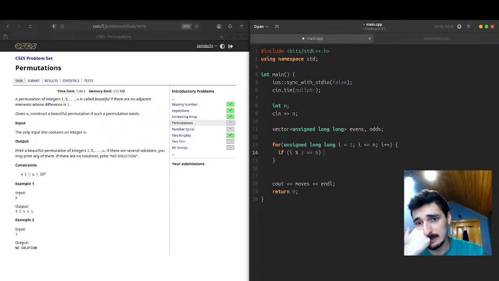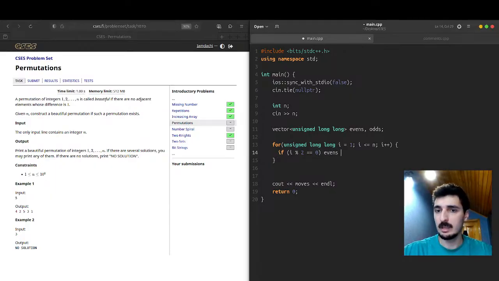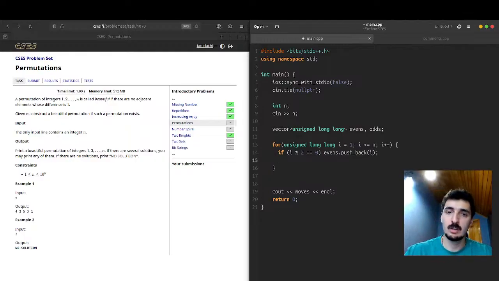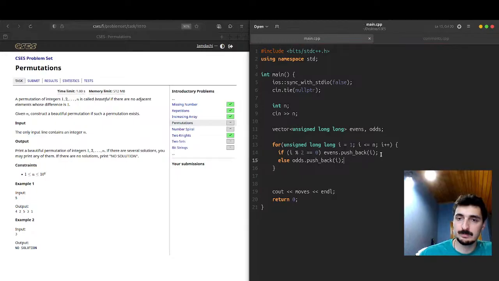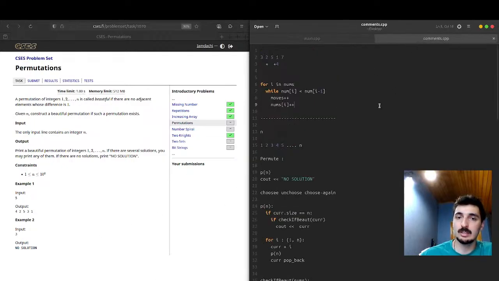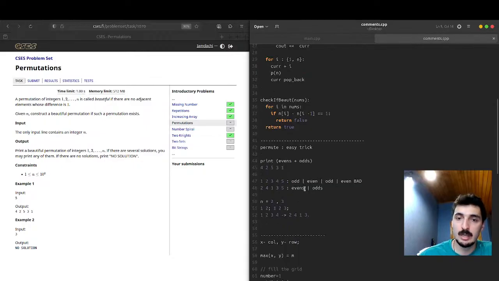If that's the case, we should have evens push back i, and else odds push back i also. So if it's even, it gets pushed to evens, and if it's not, it gets pushed back to the odds. So we should just print out evens and odds, basically.